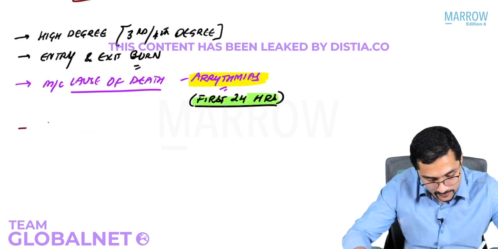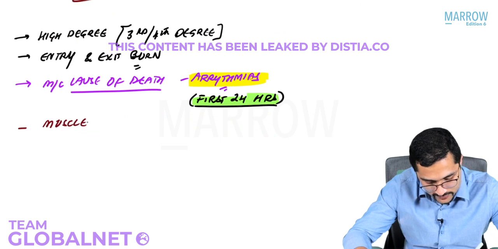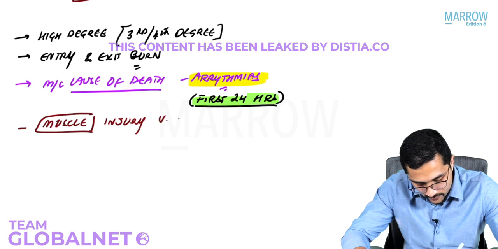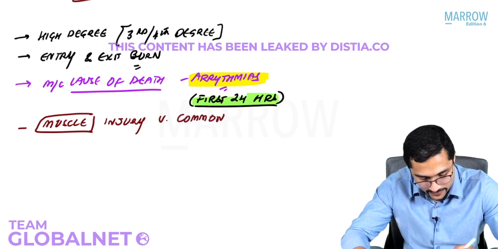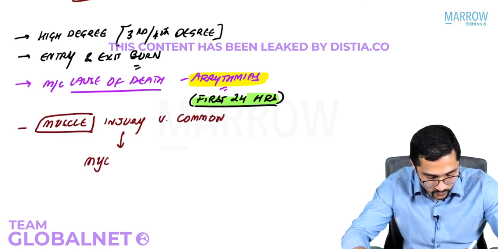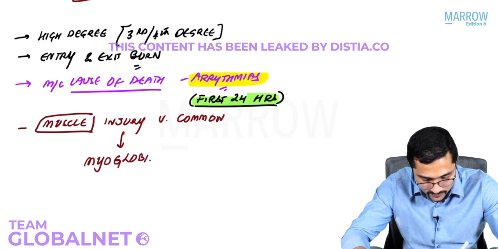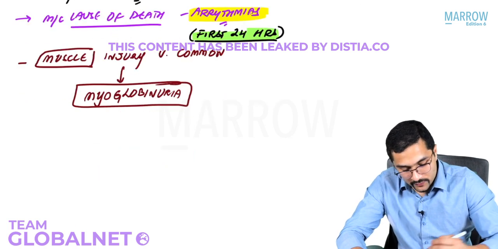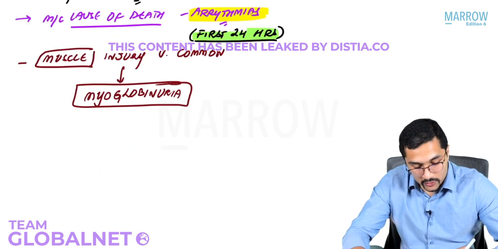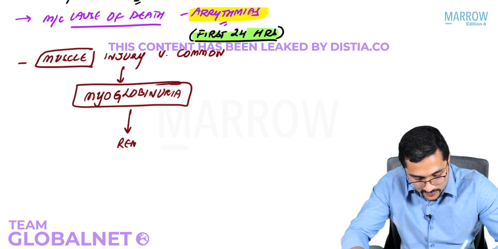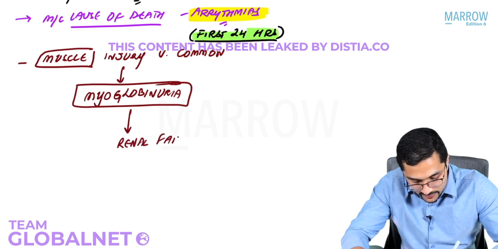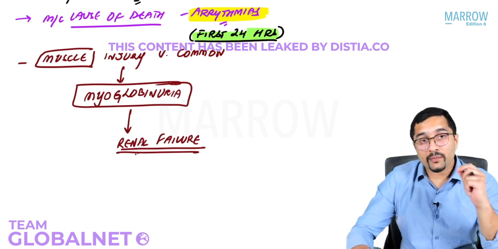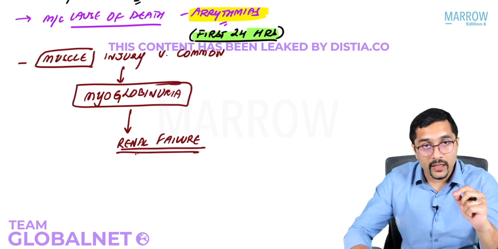Also, you should know that muscle injury is very common, and that is why there can be myoglobinuria as well. Because of this myoglobinuria, the urine will be brownish, and it can also induce renal failure, which is why in patients with electrical burns where there is myoglobinuria, there should be aggressive fluid therapy.